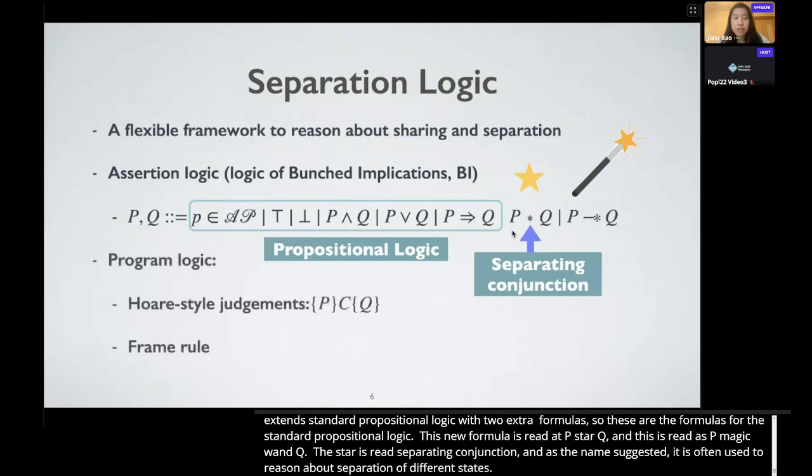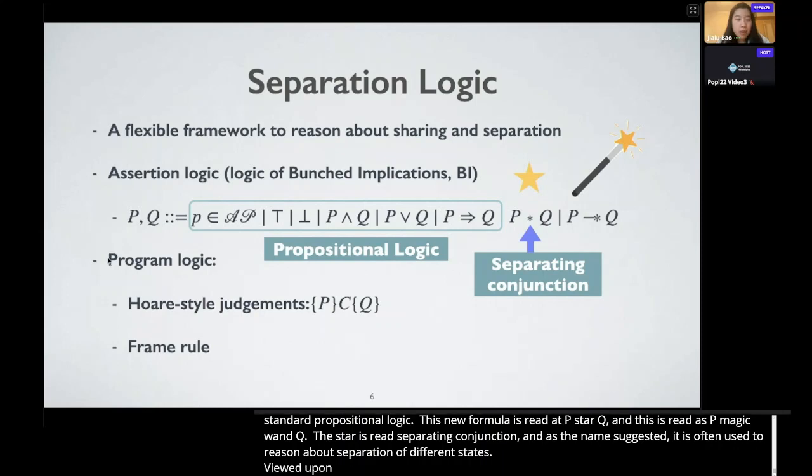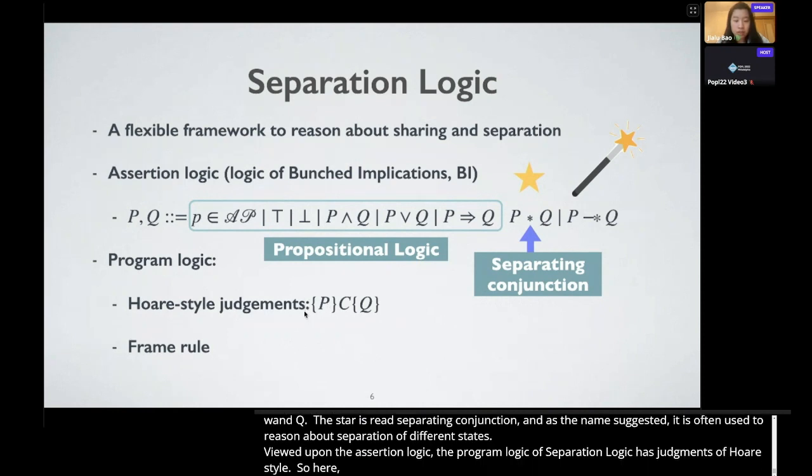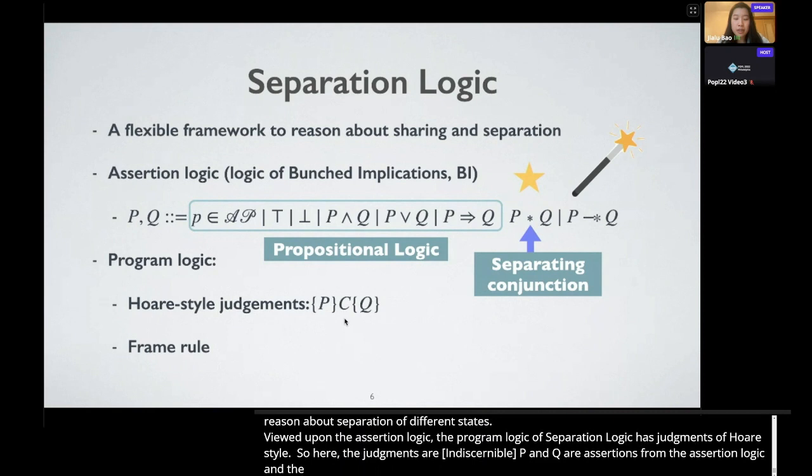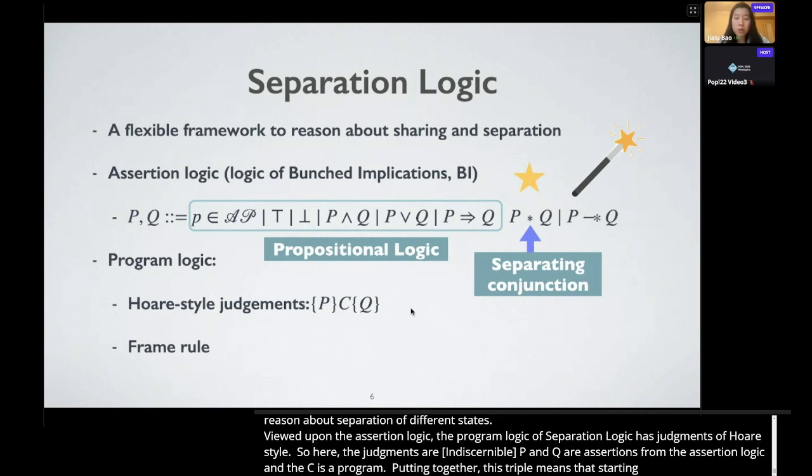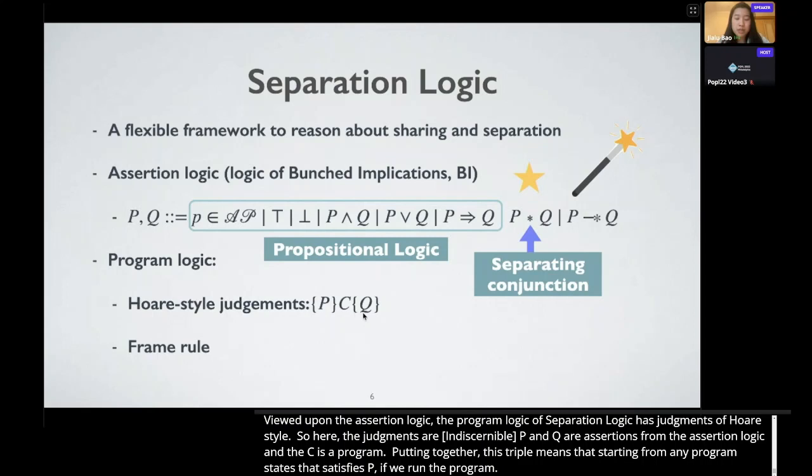Built upon the assertion logic, the program logic of separation logic has judgments of Hoare style. So here, the judgments are in this triple. P and Q are assertions from the assertion logic, and C is a program. Putting together, this triple means that starting from any program state that satisfies P, if we run the program C, then we'll end in a program state that satisfies Q.